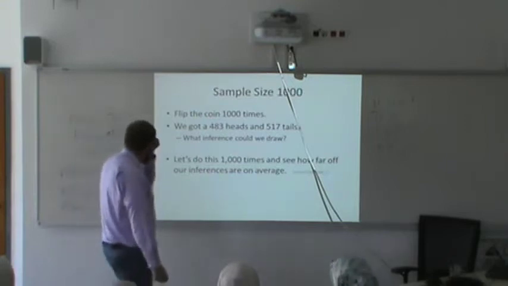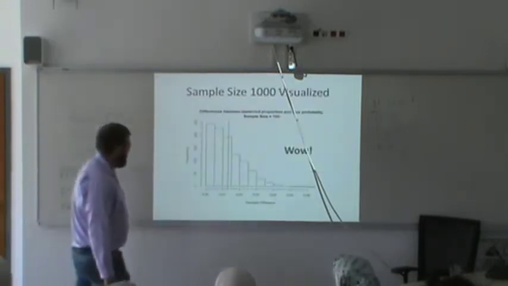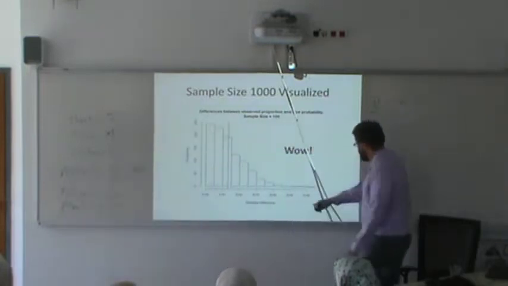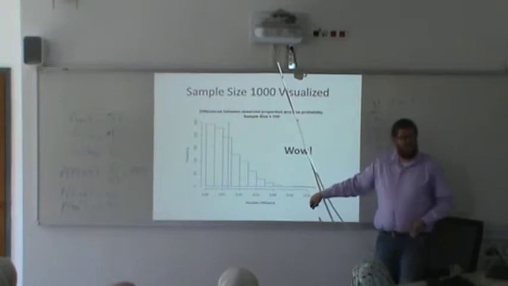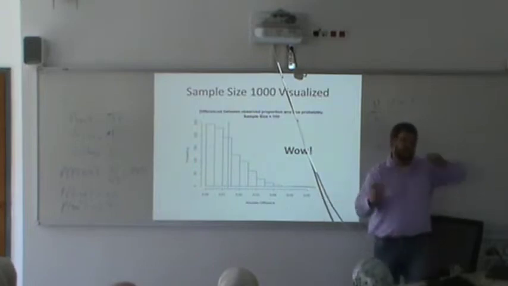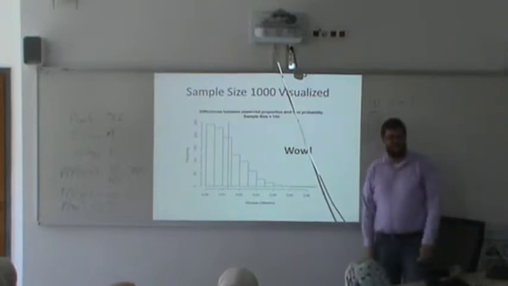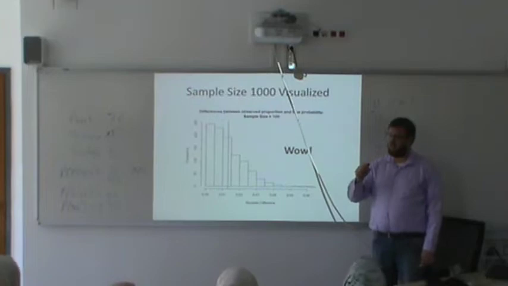Let's bump it up one more time. So we do this. Wow. Our worst estimate was less than 10% off. I'm sorry, not less than 10%. It was less than 0.1 off. 0.6, that's actually 12% off.